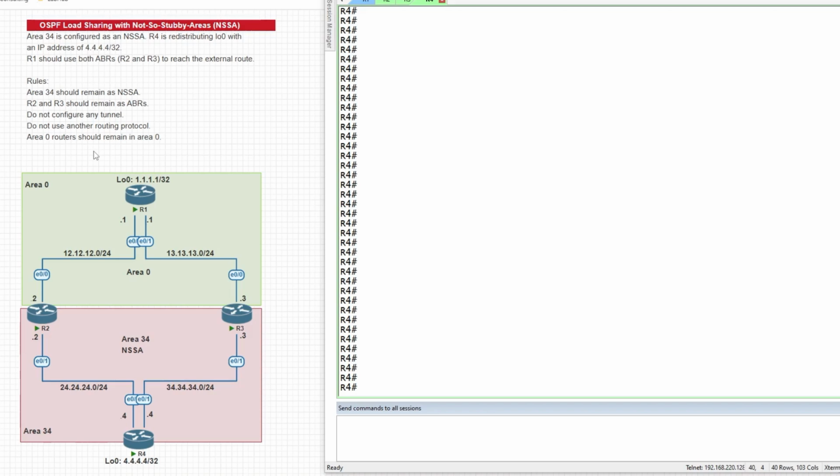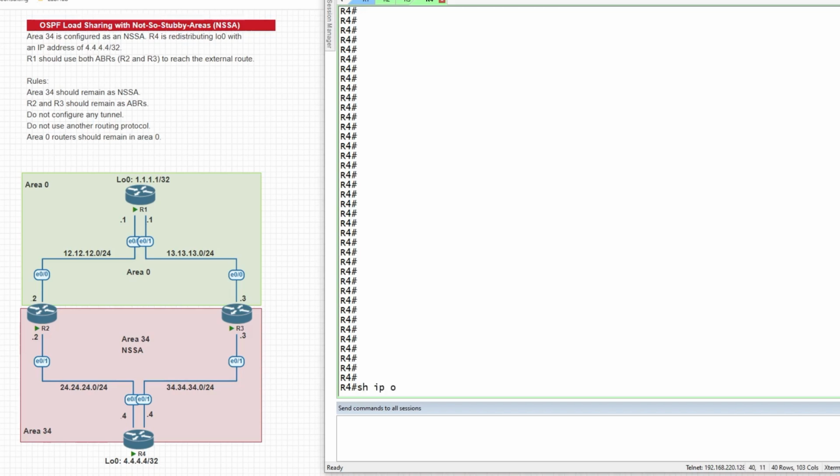The loopback 0 on R4, as we see right here, is 4.4.4.4/32. Because this is redistributed into area 34, which is an NSSA, we expect this to show in this area as a type 7 external route. So let's look at what we are seeing at this moment.